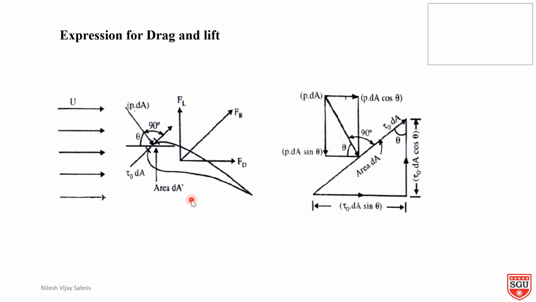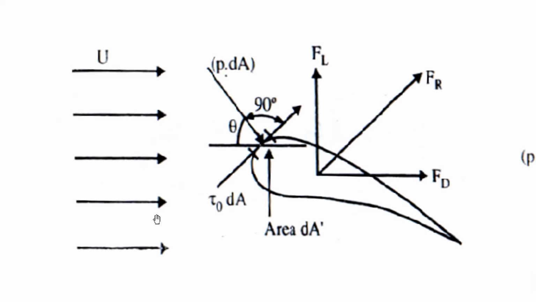In this figure, we have one solid body which has an arbitrary shape. It is placed in the real fluid which is flowing with uniform velocity capital U in the horizontal direction. Consider a small elemental area, which has value dA. Concentrate on this area dA. We have to calculate the different forces acting on it.